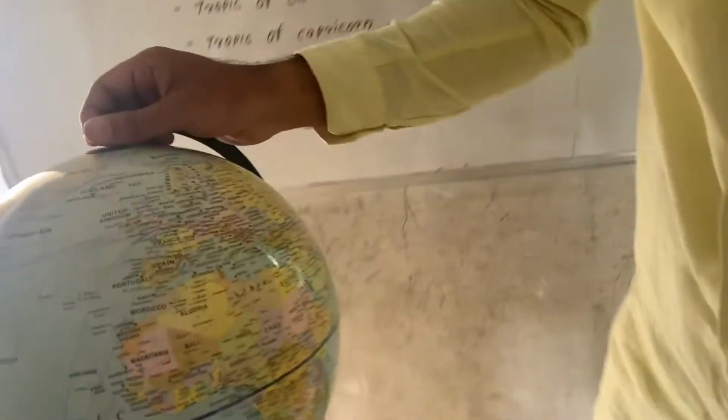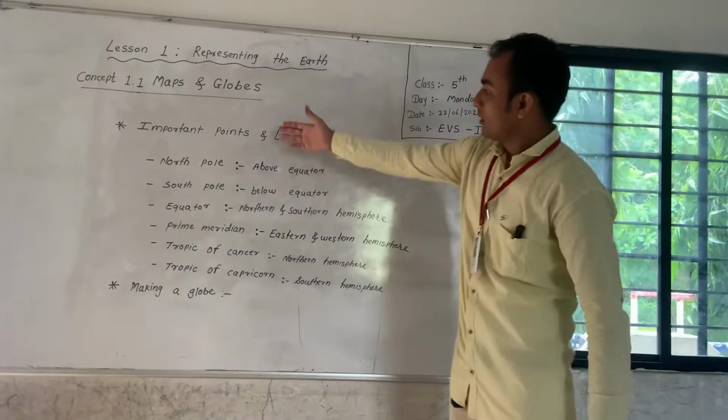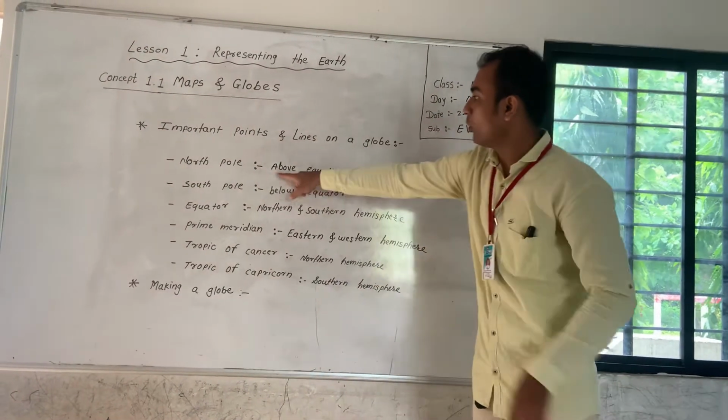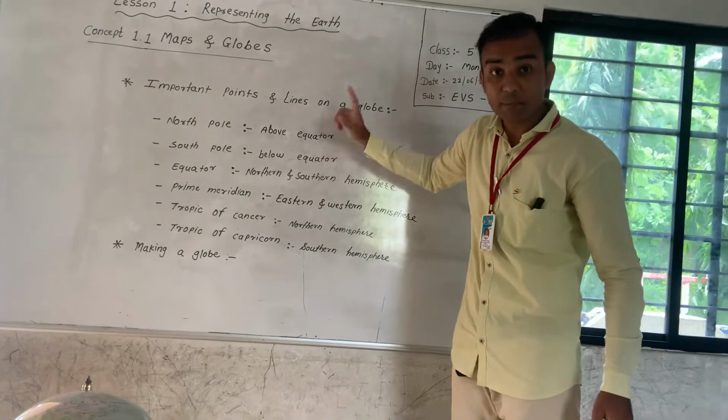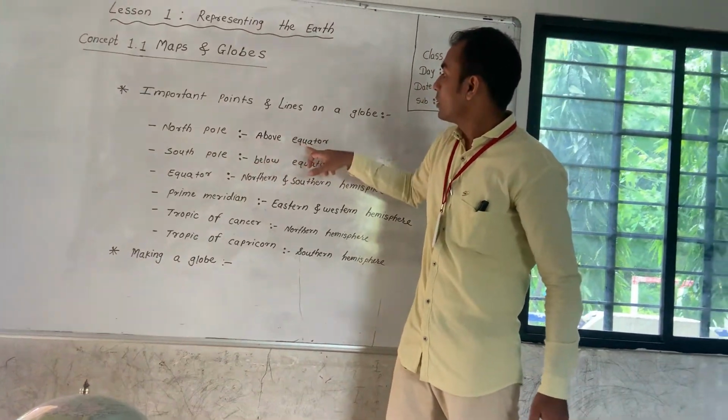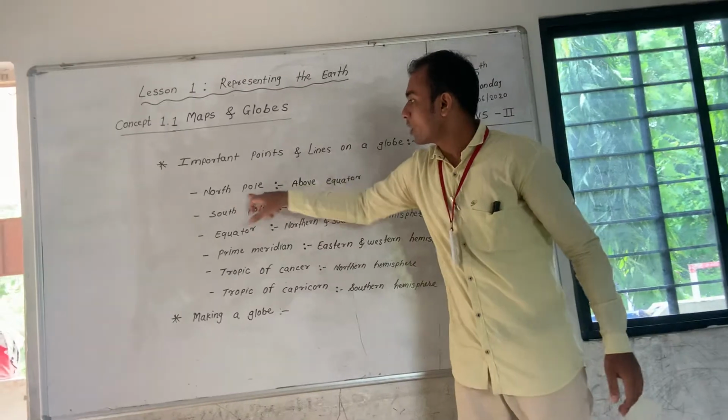So on that globe we have seen that the North Pole is above the equator line. The pole which is above the equator is the North Pole. Where is the North Pole? Above the equator.